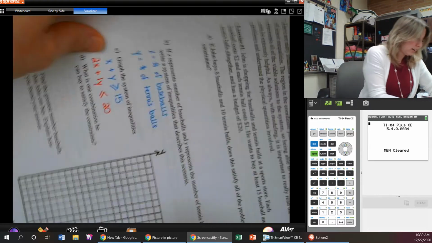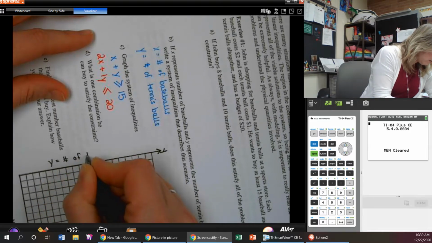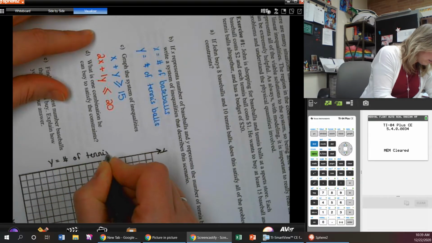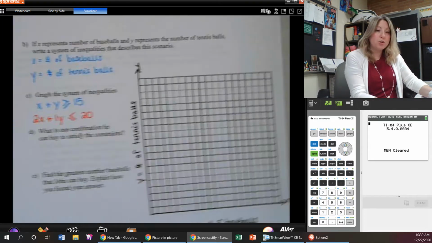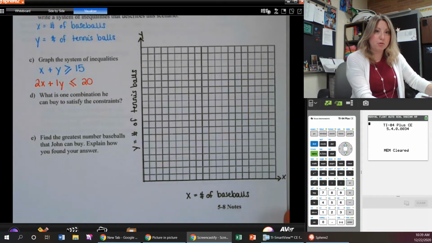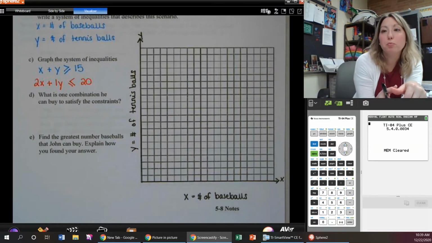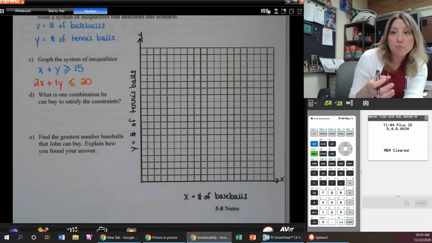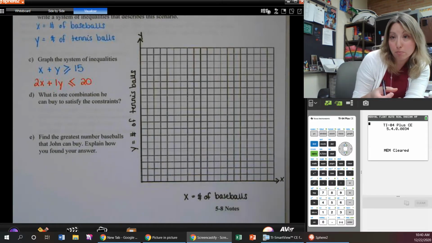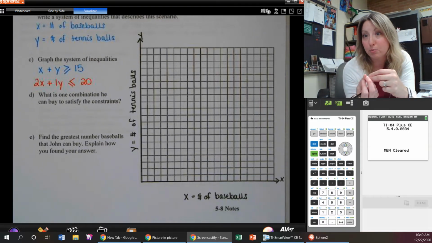And that y equals number of tennis balls. And then this way, as you're going through, you remember what your variables are representing, even though they're in y equals mx plus b form in inequalities on your graph. So every time you're doing something with y, remember that's your number of tennis balls. Every time you're doing something with x, remember that's your number of baseballs.